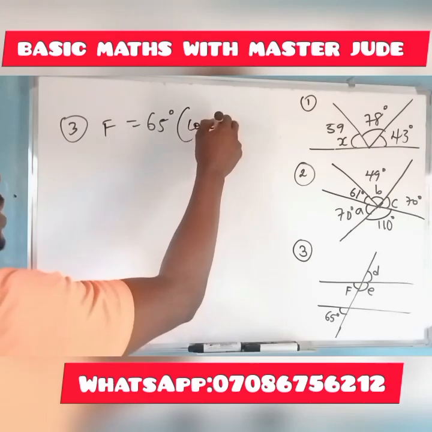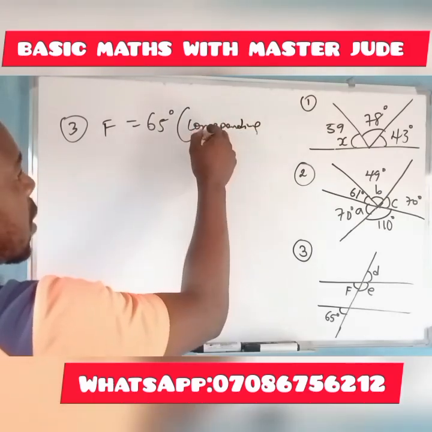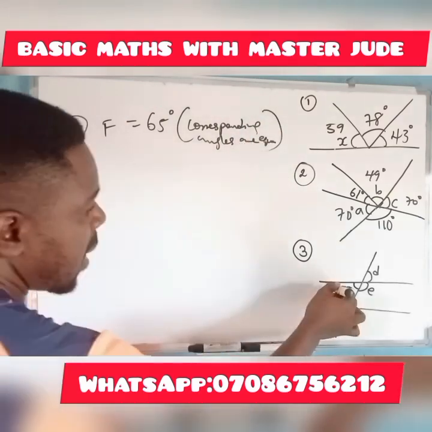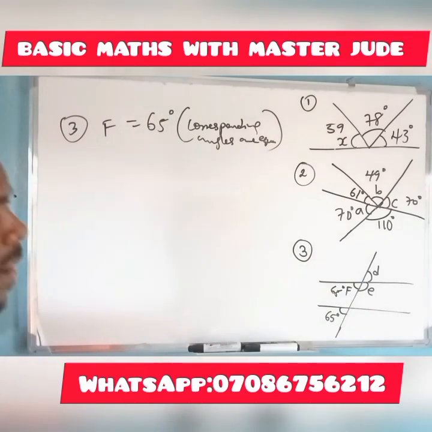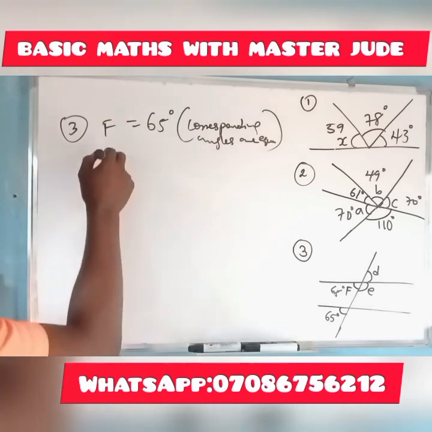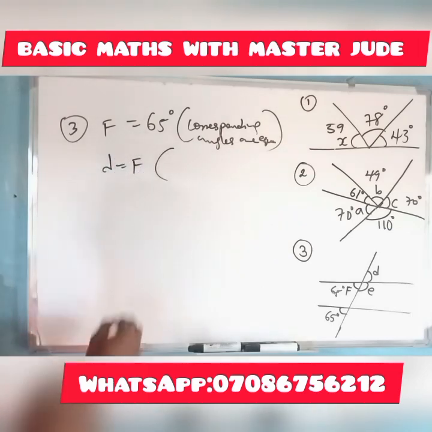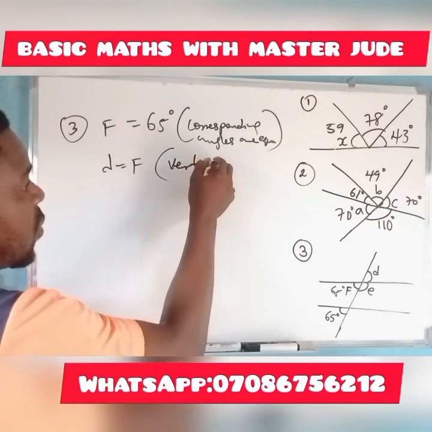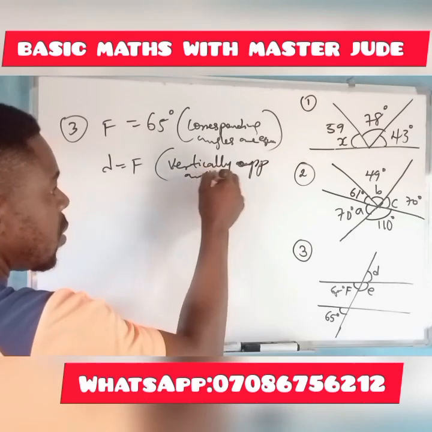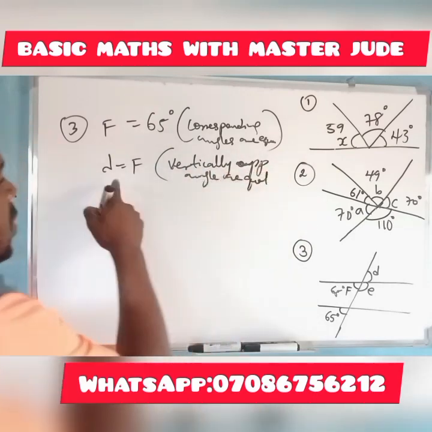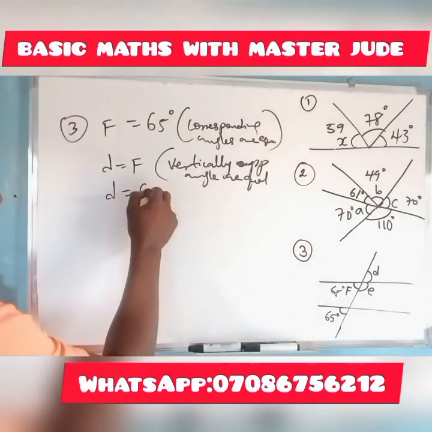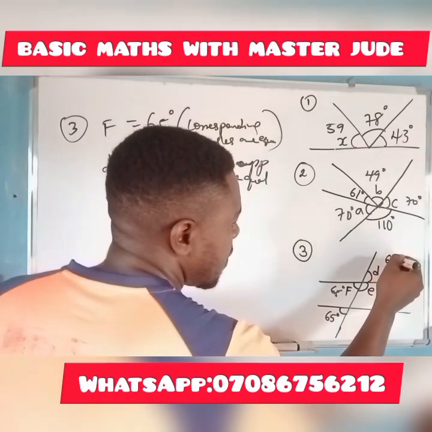Reason: corresponding angles are equal. That is the reason. So our F is 65 degrees. If our F is 65 degrees, D is equal to F, which is 65 degrees. D is equal to F. What is the reason? Vertically opposite angles are equal. Since our F is 65, D is equal to 65 degrees. So our D is 65 degrees.